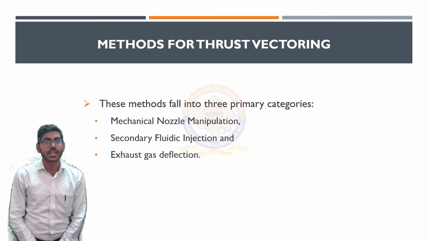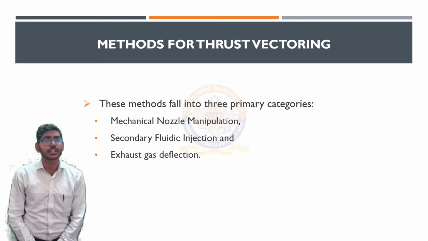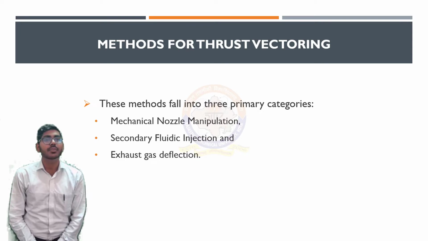Methods for thrust vectoring. Several thrust vector control methods are available for use on a jet engine. Some of these options include rotation of the entire engine relative to the vehicle, rotation of the engine nozzle in order to direct the exhaust gases in a different direction, insertion of movable vanes or paddles into the exhaust flow, secondary fluid injection, and diversion of exhaust gases. These methods fall into three primary categories: nozzle manipulation, secondary fluidic injection, and exhaust gas deflection.